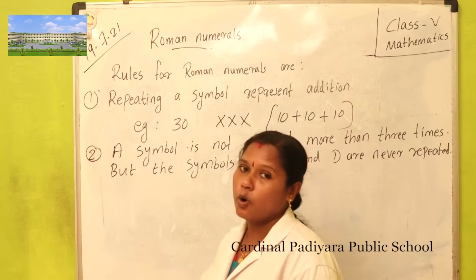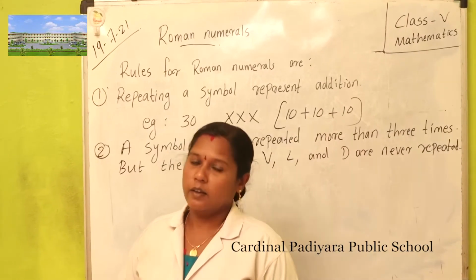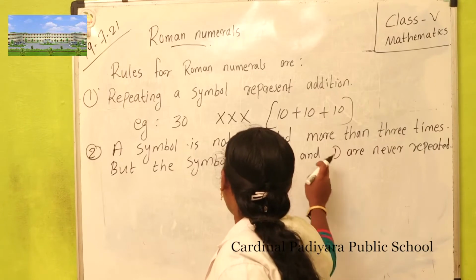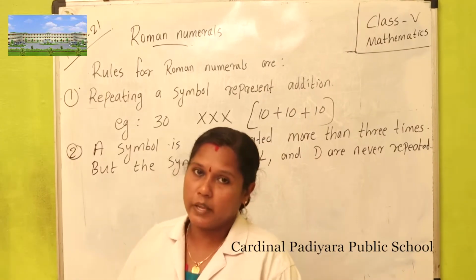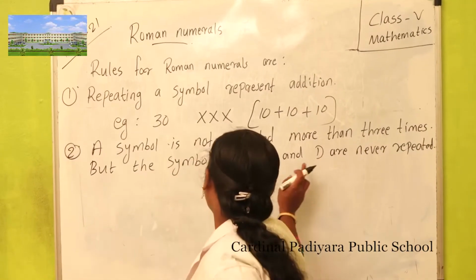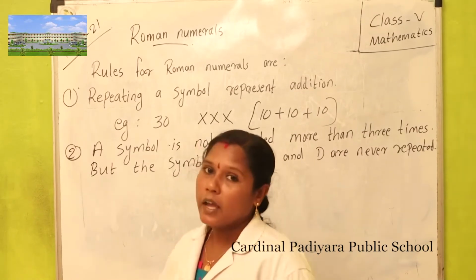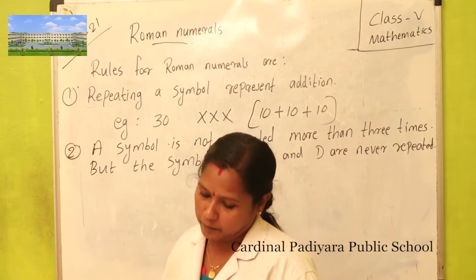A symbol is not repeated more than 3 times. But the symbols V, L and D: V means 5, L 50 and D 500. V, L and D are never repeated.